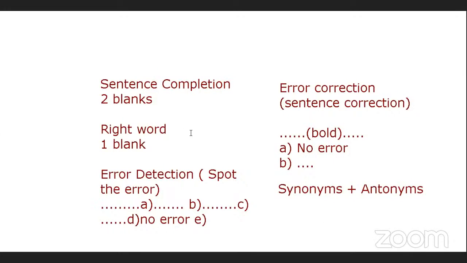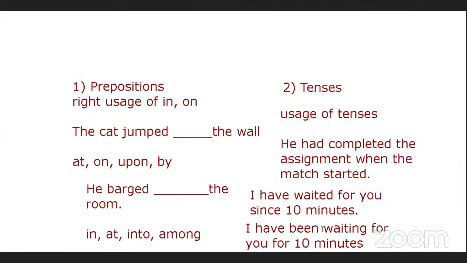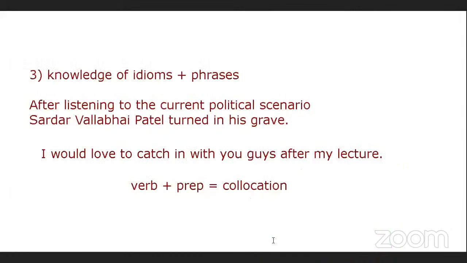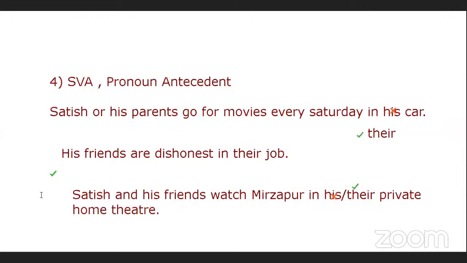All these areas that we are going to do, all of them have common practice, and the common practice is we need to first be clear with the prepositions, then with the correct usage of tenses. We saw some examples. Then we need to have good knowledge of idioms and phrases. Part of that is also called as collocations. Afterwards, we found that we need to have good clarity on subject-verb agreement and pronoun antecedents.